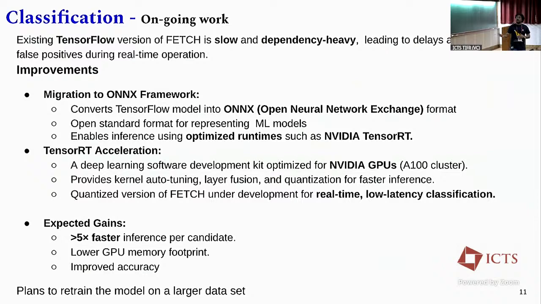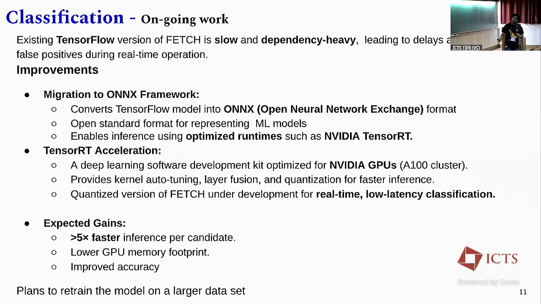So we are trying to migrate to this, and we are trying to use something else, a quantized version of Fetch. Usually in Fetch you have to process float 32 data, which is quite slow. So we are trying to see if calculations can be done with even 16-bit or 8-bit numbers. So the classification will be much faster.